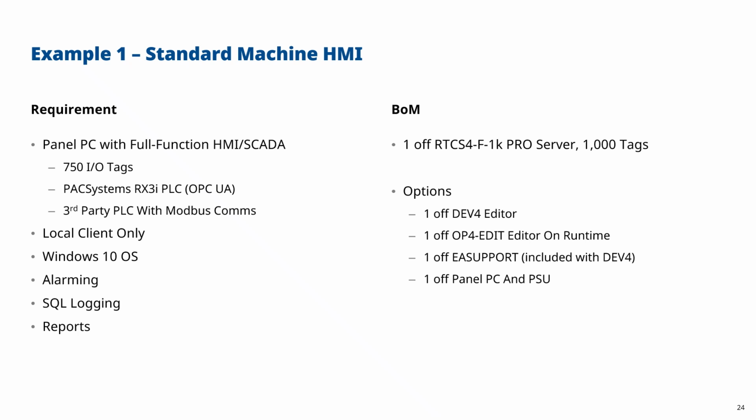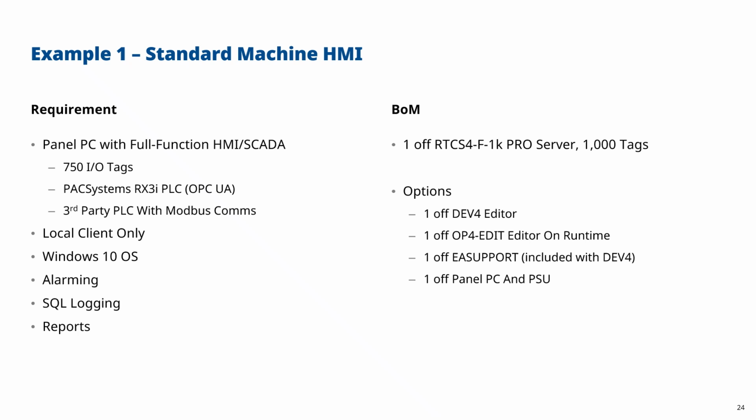So let's take a look at some example bill of materials to see how we would take some customer requirements and turn that into a list of parts. So here's an example for a standard machine level HMI. So the requirement is a panel PC with a full function HMI SCADA with 750 I/O tags, talking to a PAC Systems RX3i PLC and one additional third-party PLC using Modbus communications. It needs to be a server with local client. The operating system is Windows 10. It needs alarming, it needs SQL logging, and it needs reports.